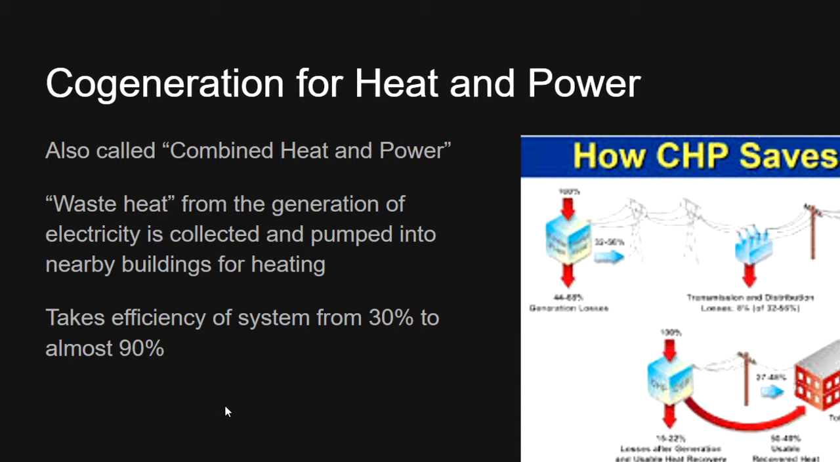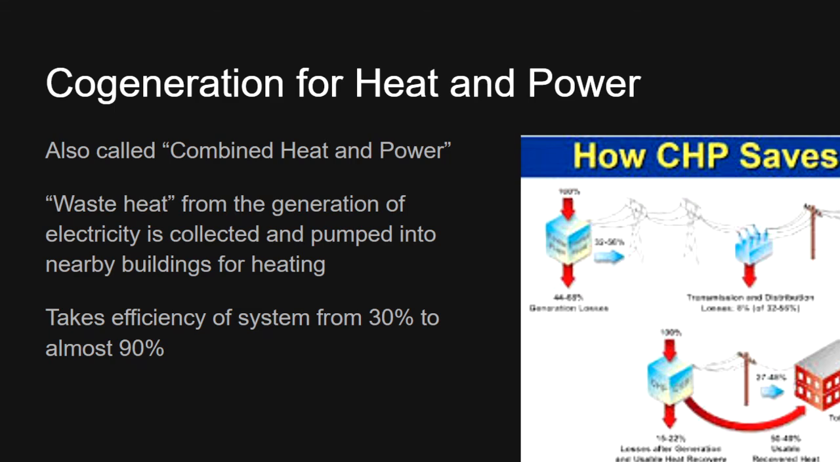Okay, last question. Cogeneration for heat and power. Sometimes this is called combined heat and power, CHP, but the key here and the term that they're going to use for your APES exam is going to be cogeneration. So basically what happens is, we know from the second law of thermodynamics that whenever we convert or transform energy, some of it is always lost as heat in the process.